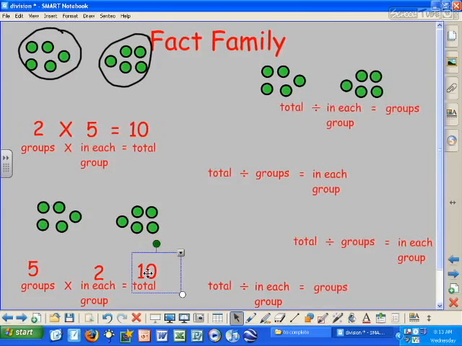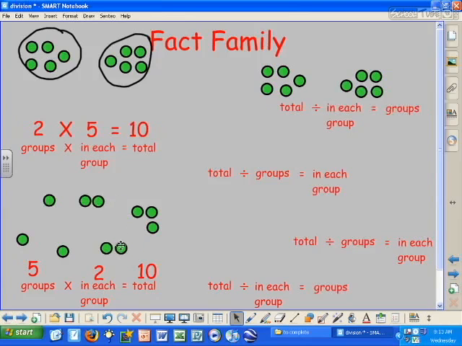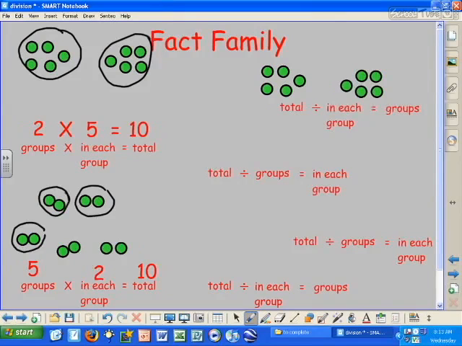So we need 5 groups. 1, 2, 3, 4, 5. Now we have 5 groups, and 2 in each group. So those are the 2 multiplication problems for our fact family. Now we're going to look at division.